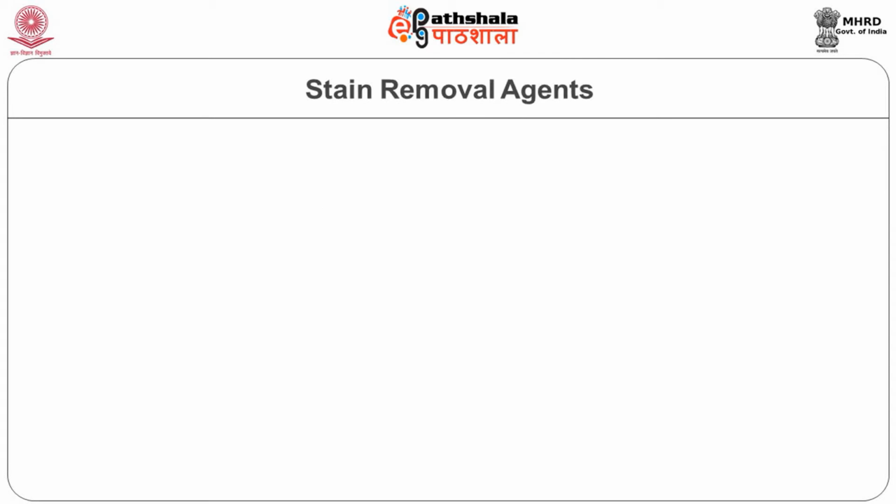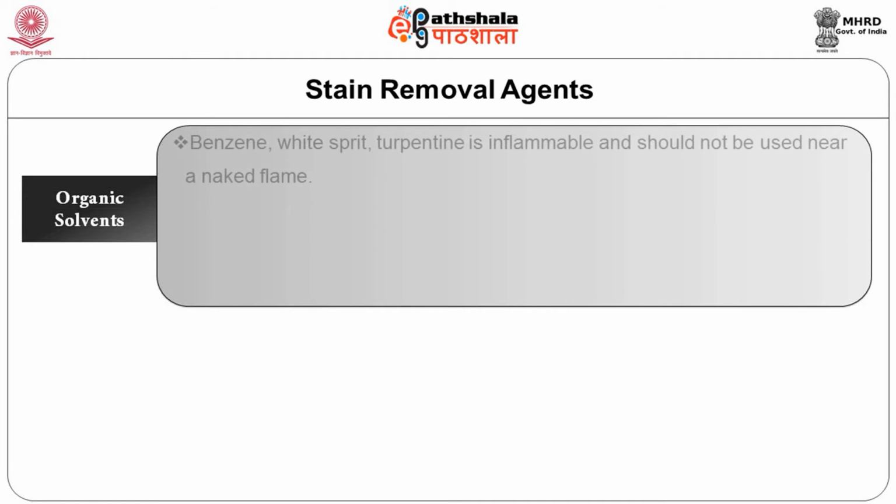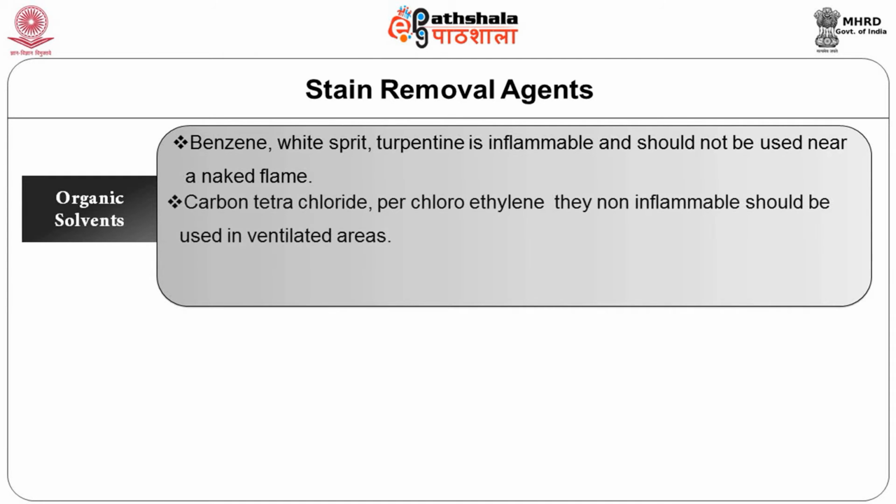The common stain removal agents are organic solvents. Examples are benzene, white spirit and turpentine. These are inflammable and should not be used near a naked flame. Carbon tetrachloride and perchloroethylene are non-inflammable and should be used in ventilated areas.